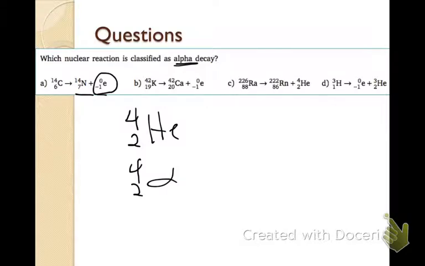Let's see, we have a beta particle in the products, but no alpha. Same thing here, a beta in there. We have an alpha here, that's good. And then let's take a look at D. Well, it does have a helium, but it's not 4,2 helium. We want to make sure it's 4,2 helium. So C is our correct answer here.